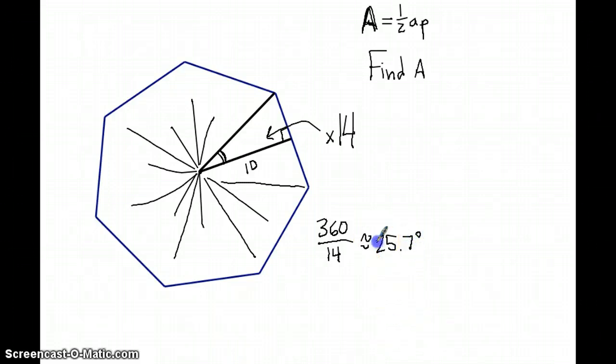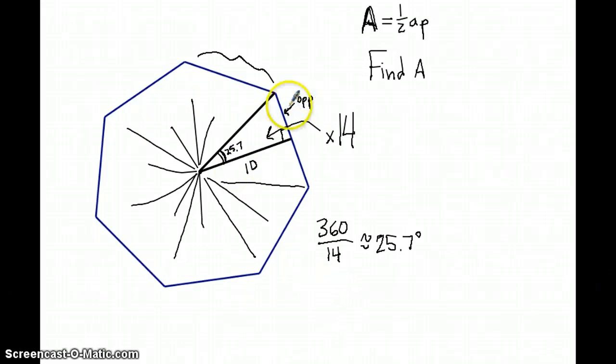I need to know that because I don't know anything about the length of these sides. I'm supposed to know the perimeter, but I don't know the perimeter if I don't know the length of the side. The only thing I gave you was the 10. Knowing that this is 25.7, I can use some fancy trig now. I know the side adjacent to the 25.7. I'm looking for the side opposite to the 25.7.